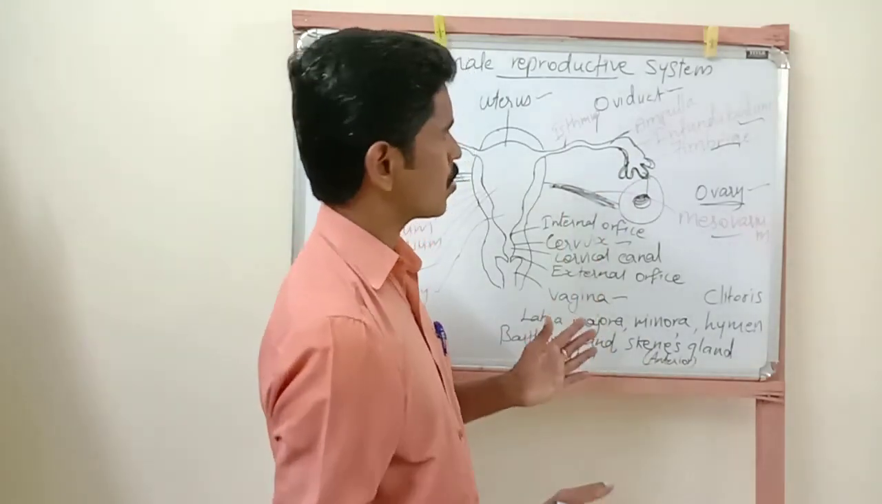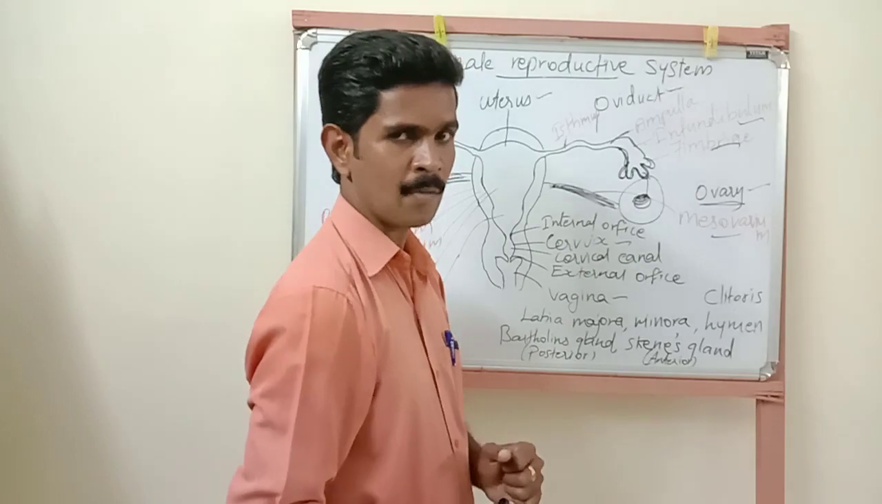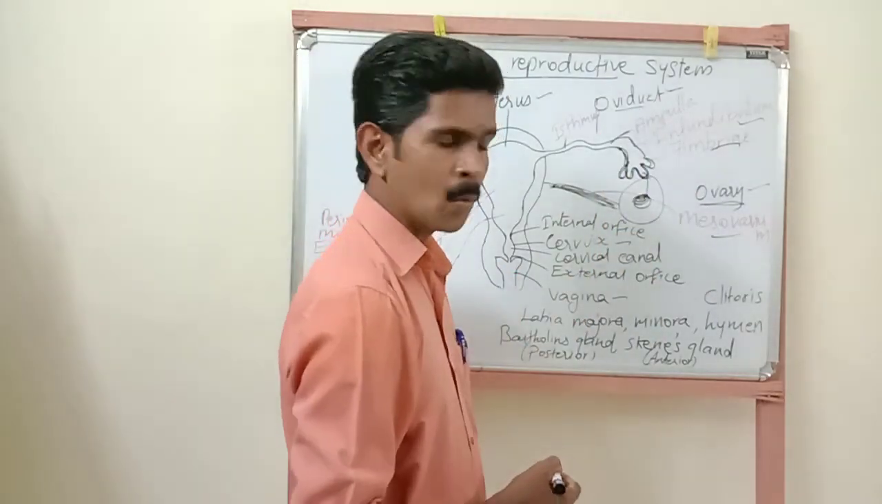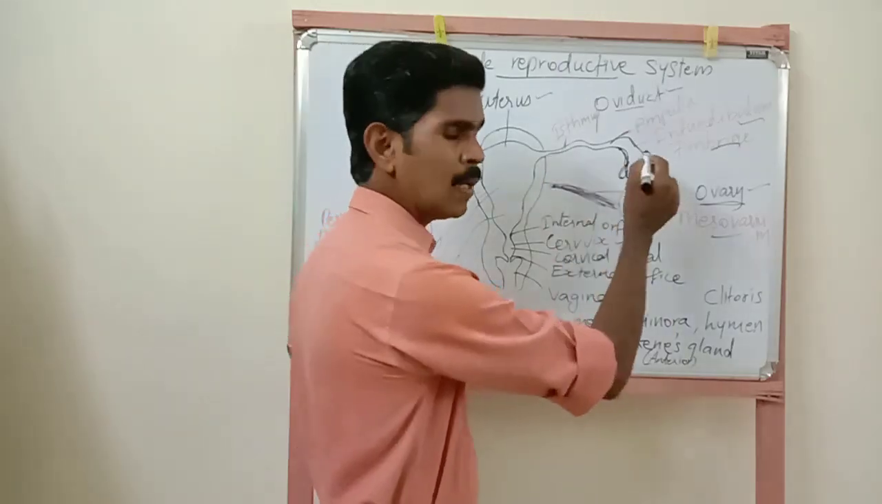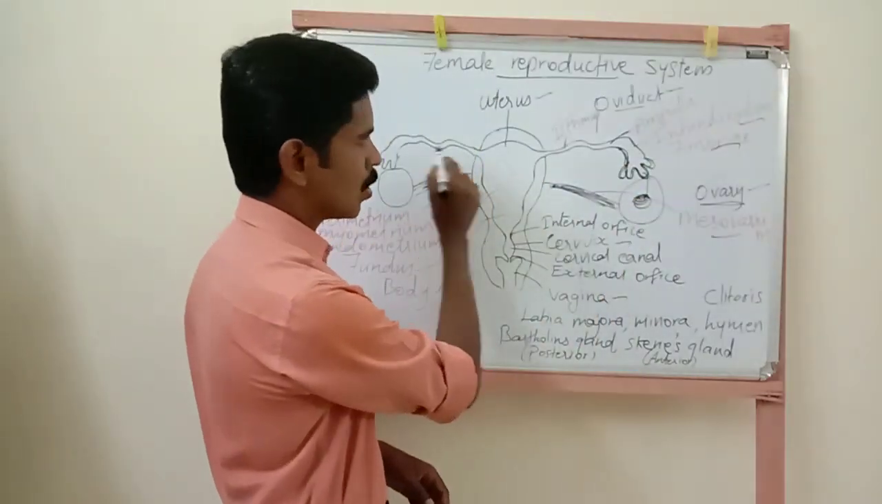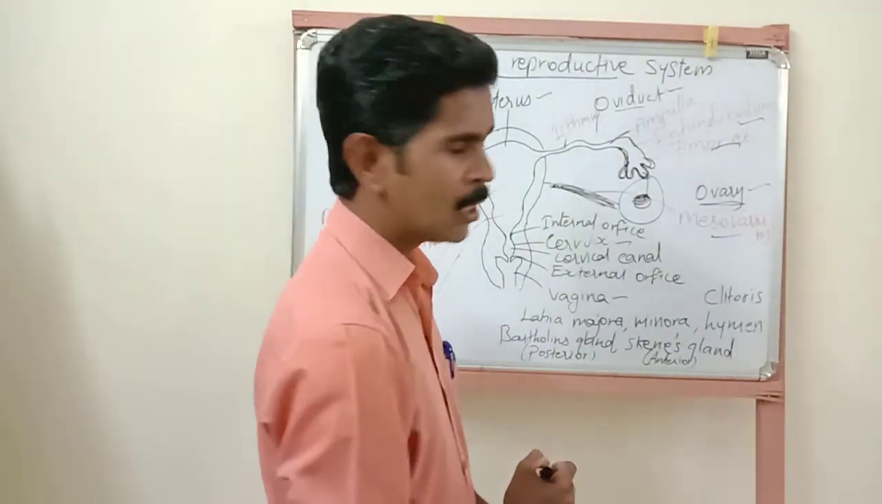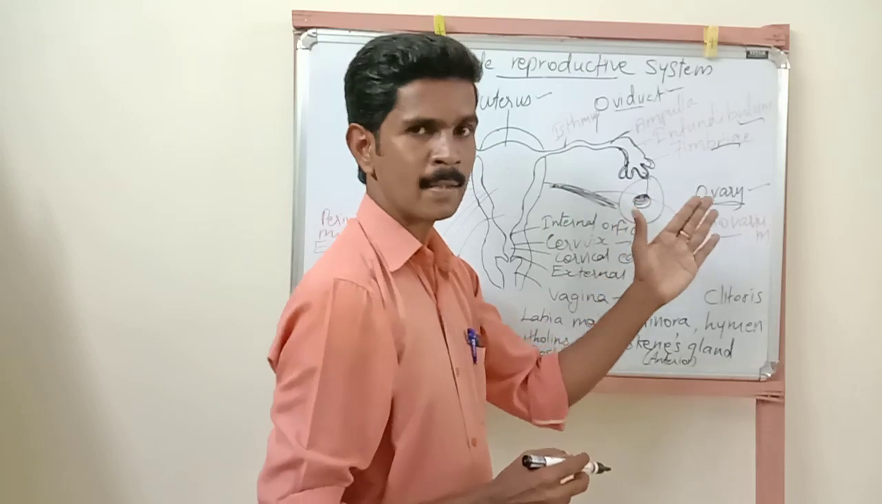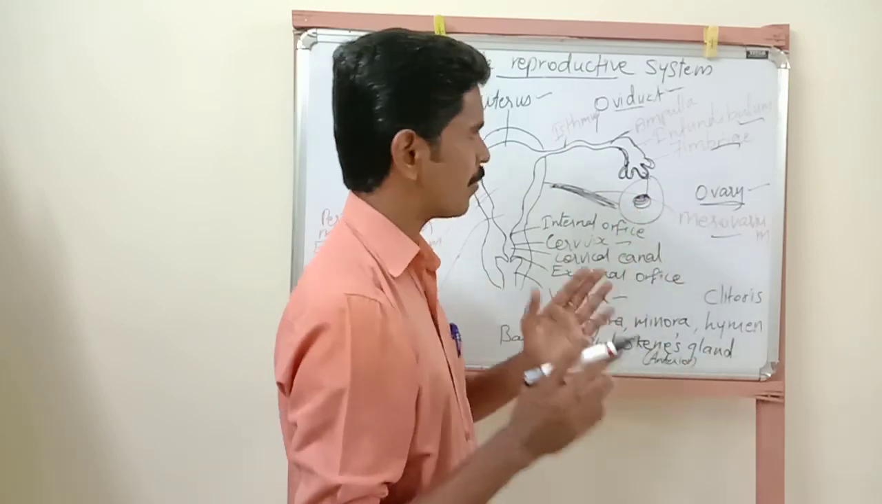I hope you all understood the structure of the oviduct. Once again, let me repeat all the points about this oviduct. Oviduct is a small tube-like structure, a pair, two. Here on this side, this is the oviduct, and on this side, this is the oviduct. So it has many parts. One end of this oviduct is a funnel-shaped structure.